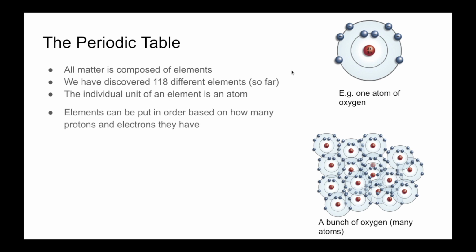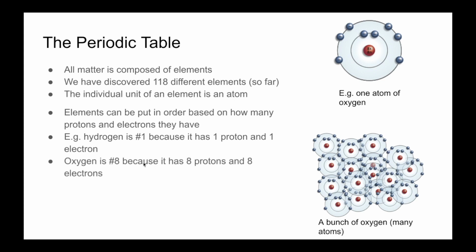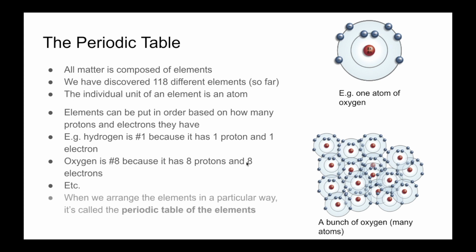So the elements that we've discovered so far, all 118 of them, can be put in order based on how many protons and electrons they have. For example, hydrogen is number 1 because it has 1 proton and 1 electron. Oxygen is number 8 because it has 8 protons and 8 electrons, and so on. When we arrange the elements in a particular way, it's called the periodic table of the elements.